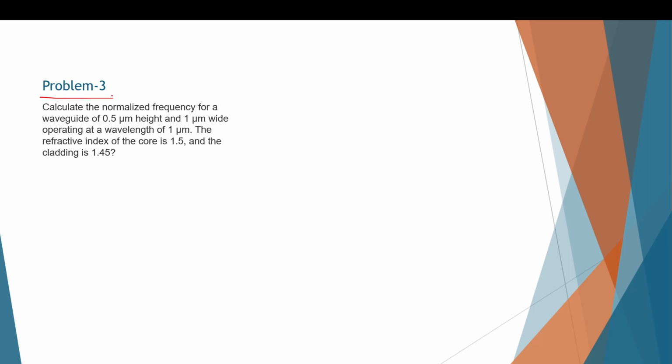So the third problem, we have to calculate the normalized frequency. Normalized frequency is nothing but the V number. We have done this multiple times even in the previous lectures. Calculate the normalized frequency for a waveguide of 0.5 micrometer height and 1 micrometer width, operating at a wavelength of, okay. So they have given us a waveguide.